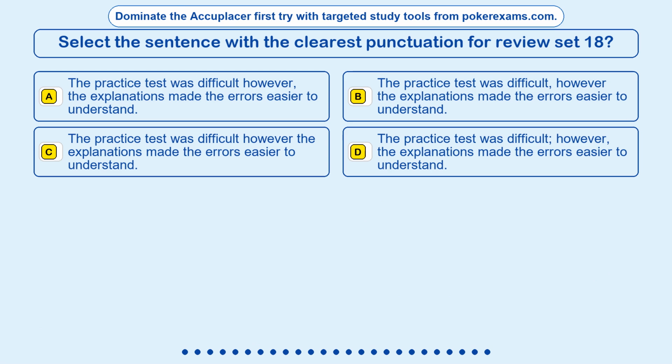Question 19. Select the sentence with the clearest punctuation for review set 18. Option A. The practice test was difficult, however, the explanations made the errors easier to understand. Option B. The practice test was difficult, however, the explanations made the errors easier to understand. Option C. The practice test was difficult, however, the explanations made the errors easier to understand. Option D. The practice test was difficult, however, the explanations made the errors easier to understand.